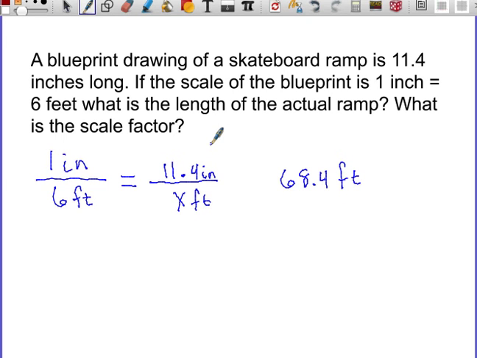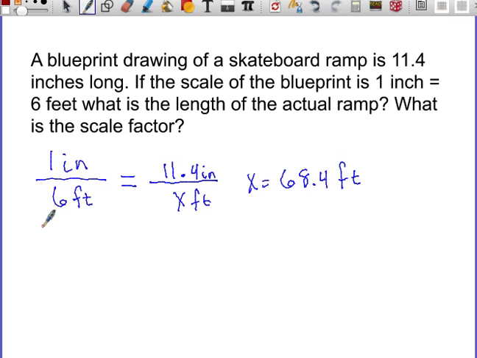Labels are key for your answers. Do we need to put X equals, or is it just the answer? Oh, you can. X equals 68.4 feet.